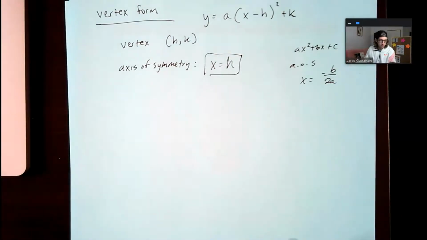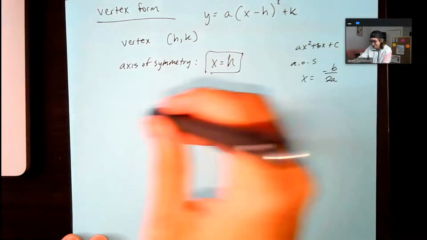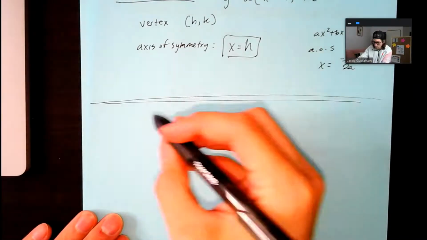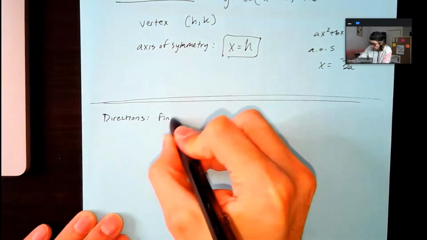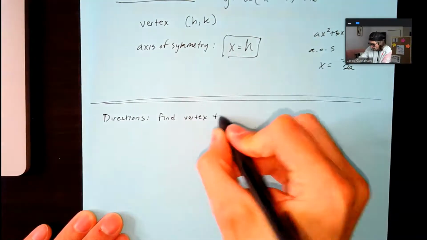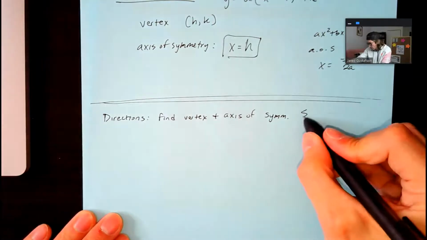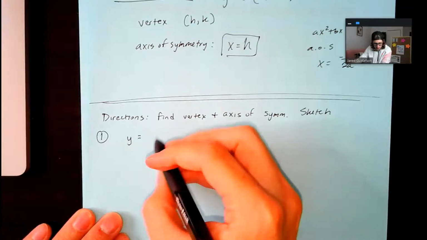All right, ladies and gentlemen, we're to the point where we're going to do a couple problems. They require some sketching, so forewarning you now, my graph drawing freehand is not that good, but we'll see how it goes. So the directions will be to find the vertex and axis of symmetry, and then sketch.